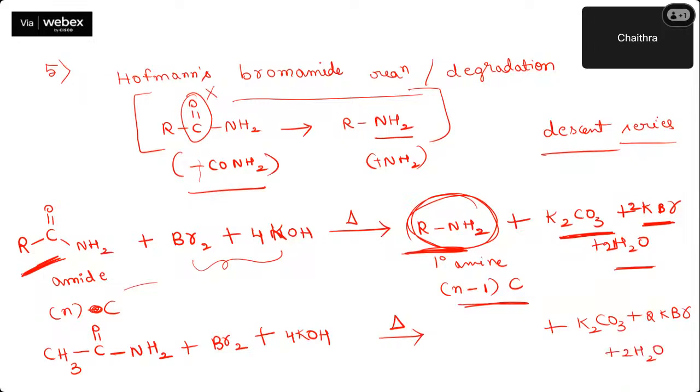Can you tell me the name of the product? Just remove this, that's it, degradation. Remove this in the form of carbonate, you are removing that CO group, that's it. So you will have CH3NH2, that's nothing but methanamine. So you started with how many carbon atoms in the beginning? 2 carbon atoms. How many carbon atoms did you get on the product side? 1 carbon atom. So what is the nature of the reaction here? It's an example of descent of series.